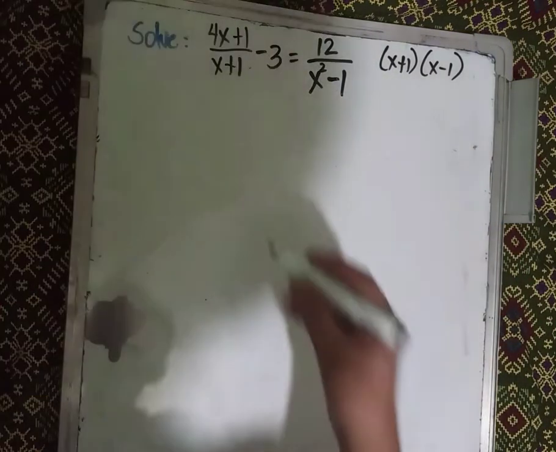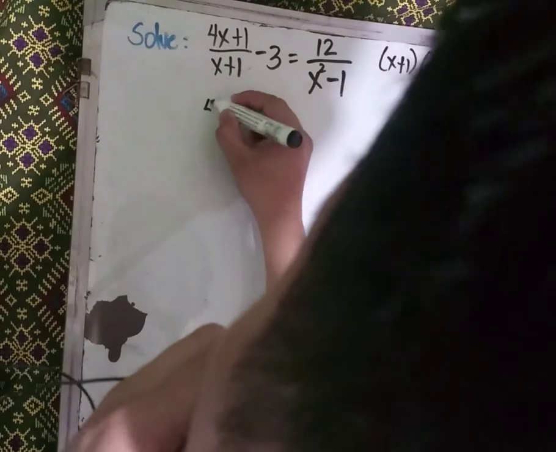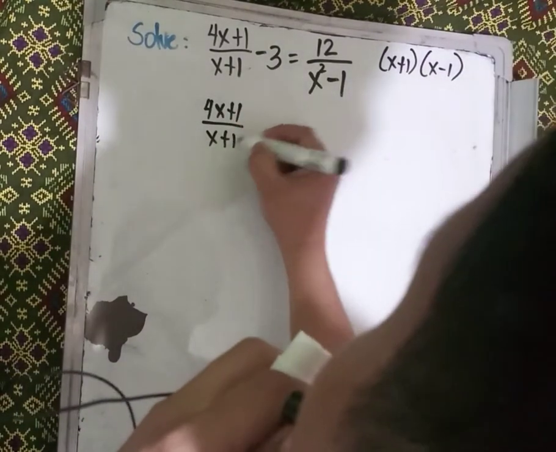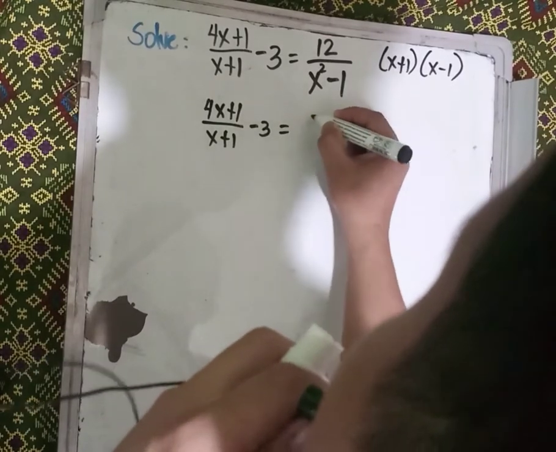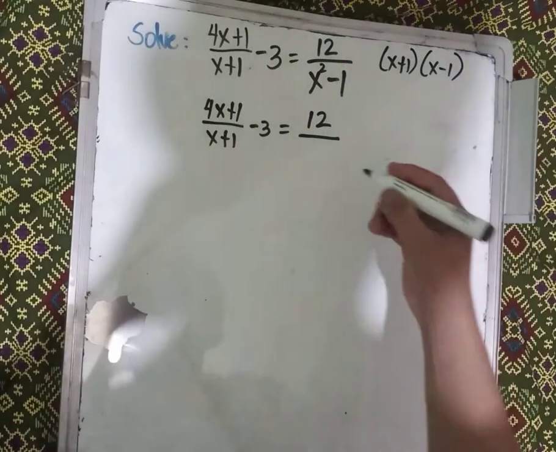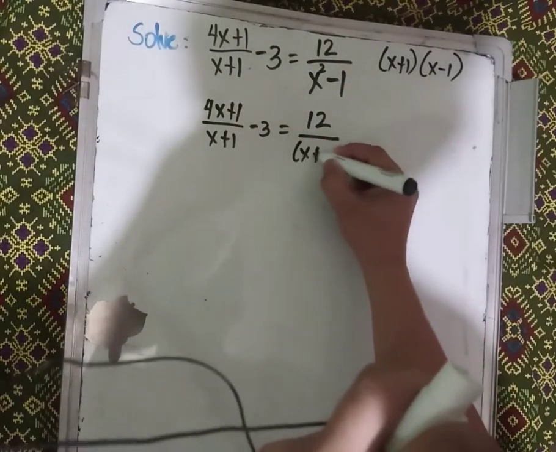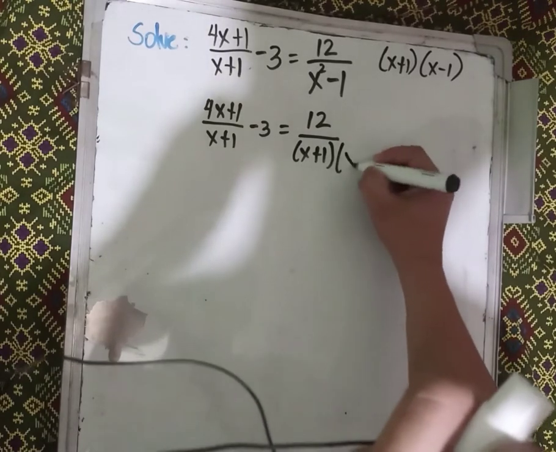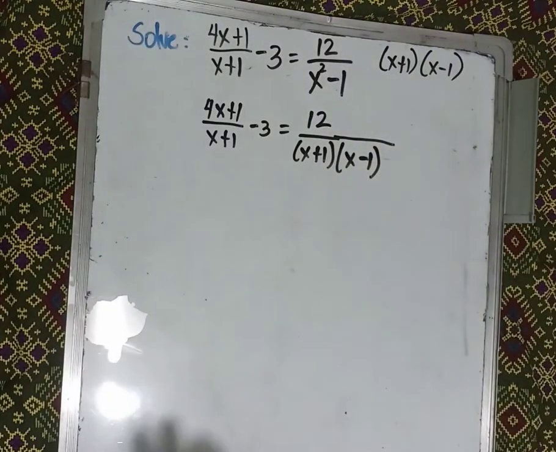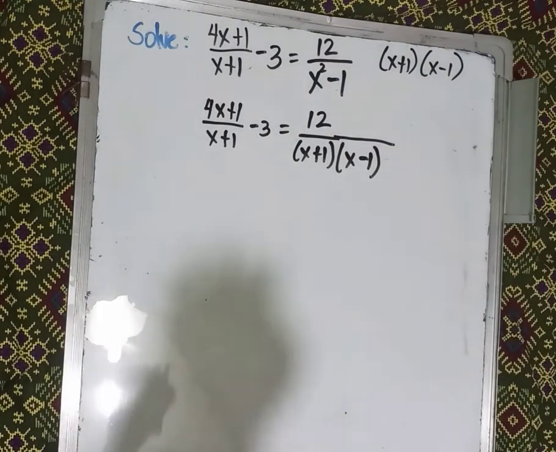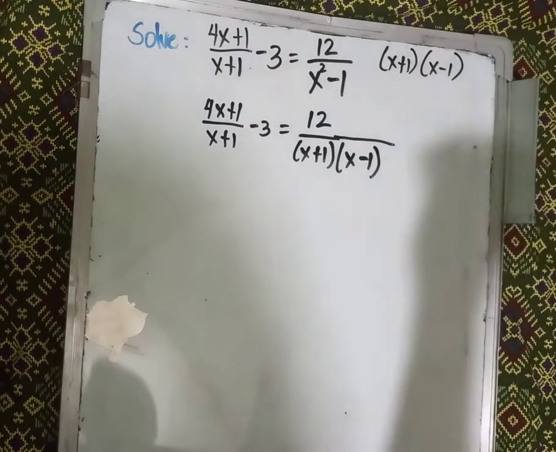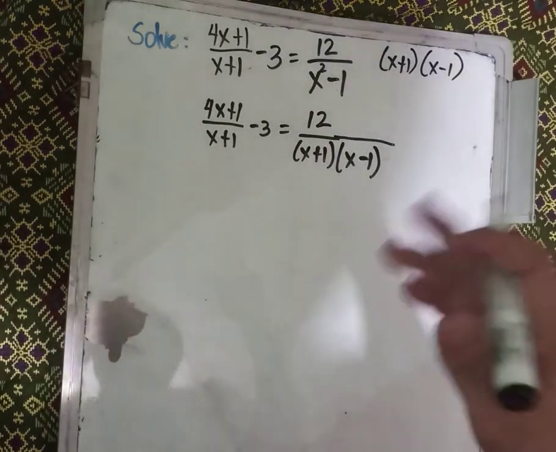Then sulat natin 4x plus 1 over x plus 1 minus 3 equals 12 over the factor of x squared minus 1, that is x plus 1 times x minus 1. Okay, next step in order to solve the rational equation: you need to eliminate the rational expression in the equation by multiplying both sides of the equation by the LCD.